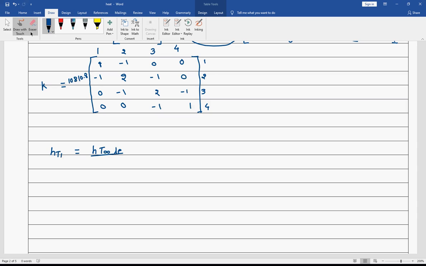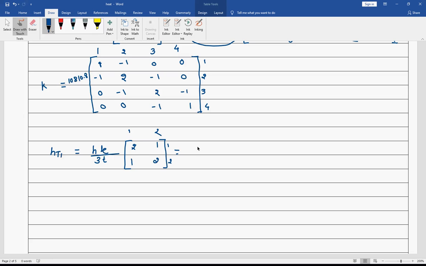No, why T ambient? That is the resistive load. I don't want the resistive load, I want stiffness. So that is h into le by 3t, times the matrix 2 1, 1 2. For element 1, the connectivity table is 1 2.